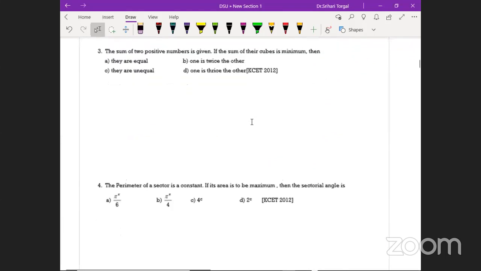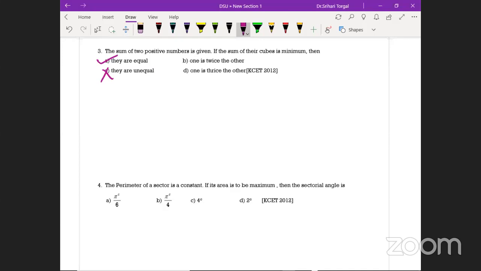Question number 3. The sum of two positive numbers is given. If the sum of their cubes is minimum, anybody, you can answer this question. Try it out. The sum of two positive numbers is given. Sudeep is telling option C. No, it is not that answer. Wrong. Yeah, Chetan is right. They are equal. Correct.